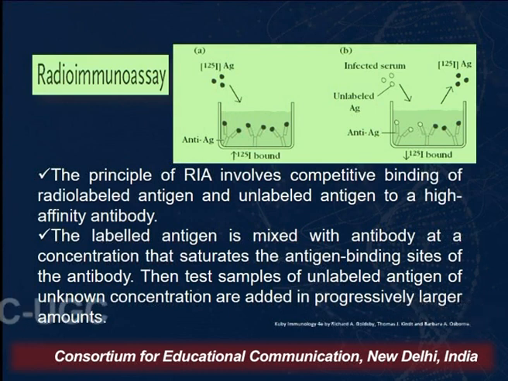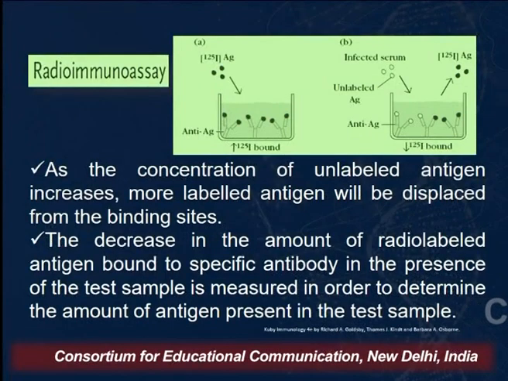So this method laid the foundation for the development of other methods such as ELISA, enzyme-linked immunosorbent assays. As the concentration of the unlabeled antigen increases, more labeled antigens will be displaced from the binding site, and the decrease in the amount of radiolabeled antigen bound to the specific antibody in the presence of the test sample is measured in order to determine the amount of antigen present in the sample.